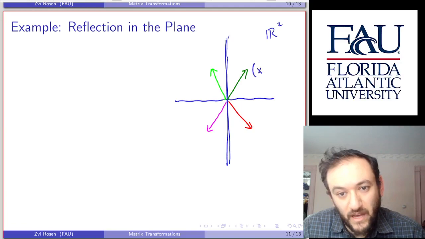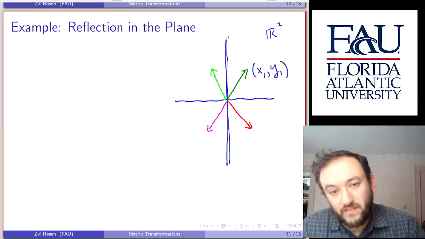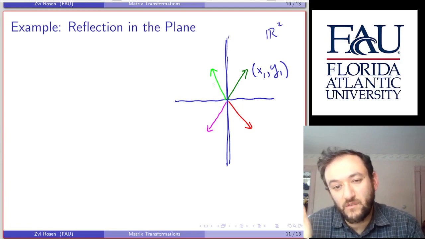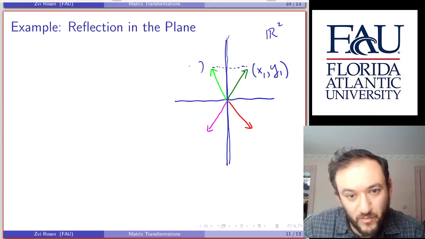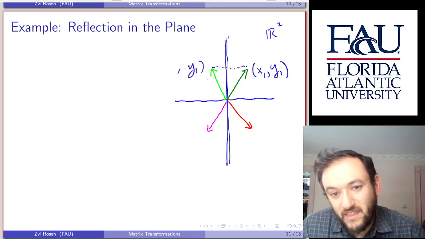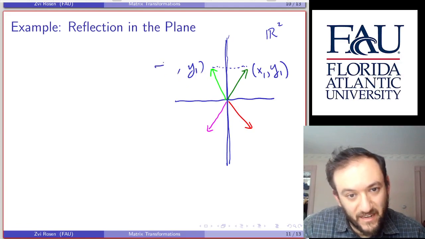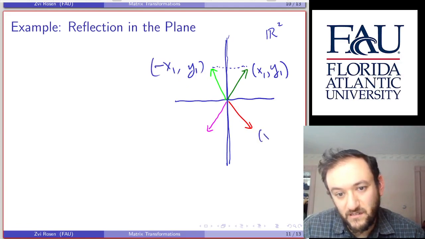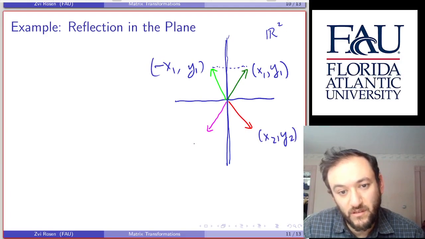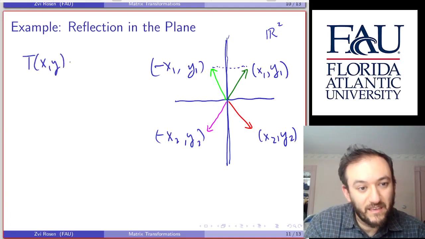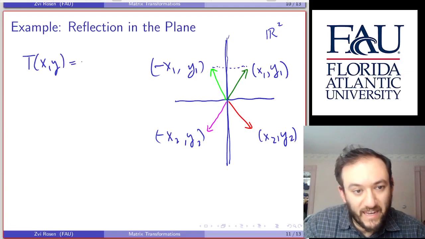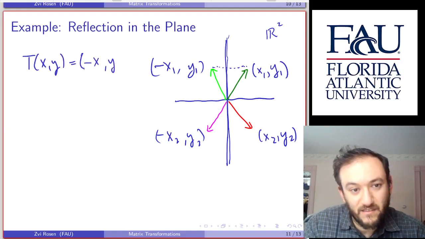Okay, so how can we write this down? Well, if this is, let's call this x1, y1, then the output here, because we're reflecting across the y-axis, this y value shouldn't change, so that'll still be y1. But the x value flips to its negative. So this will be negative x1. Okay, and over here, if it's x2, y2, then we're going to get something similar, negative x2, y2. Okay, so when we're taking T of x, y, it seems that what we're getting back is negative x, y.